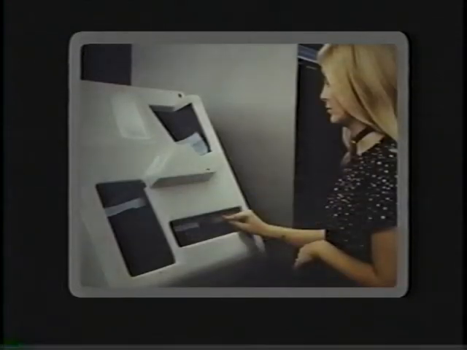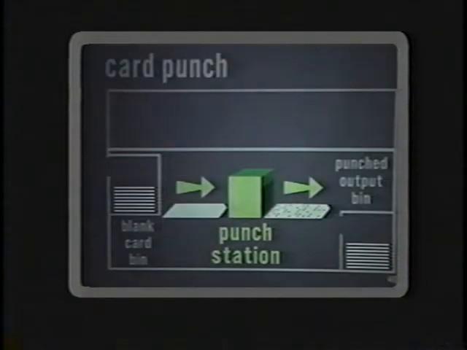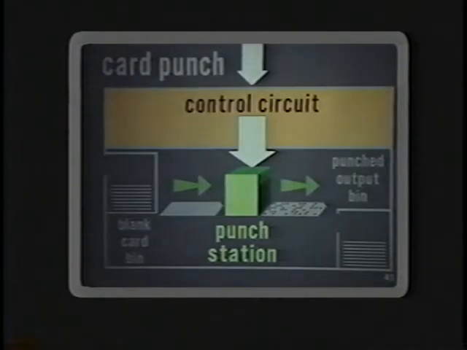The output device that uses cards as a medium is called a card punch. In a card punch, the drive mechanism moves blank cards from a storage bin or hopper to an output bin or hopper through a punch station. At the punch station, the control circuit converts binary information received from the mainframe into signals that activate punches.